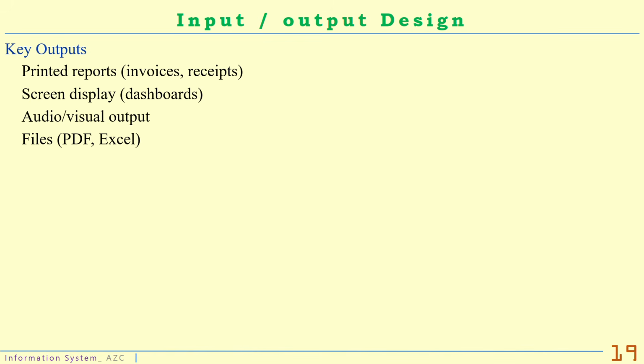Key outputs. Printed reports. Invoices, receipts. Screen display. Dashboards. Audio/visual output. Files. PDF, and Excel.